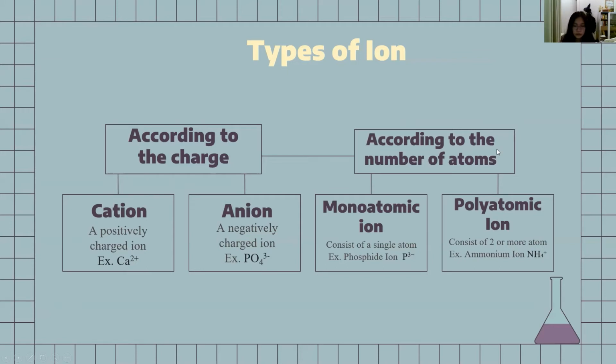And then according to the number of atoms, there is monoatomic ion and polyatomic ion. For monoatomic ion, mono itself means one, right? So it consists of a single atom. For example, phosphide ion, only one element. And then polyatomic ion consists of two or more atoms, as we can see from the word poly. For example, ammonium ion. So there are two elements here, right? N and H.